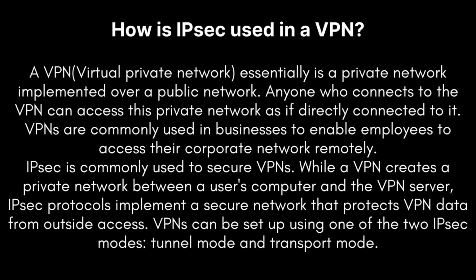How is IP security used in VPN? A VPN, virtual private network, essentially is a private network implemented over a public network. Anyone who connects to a VPN can access the private network as if directly connected to it. VPNs are commonly used in business to enable employees to access their corporate network remotely.